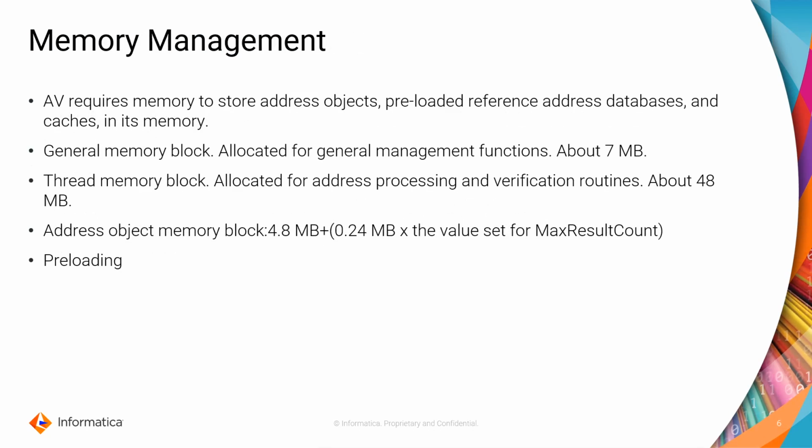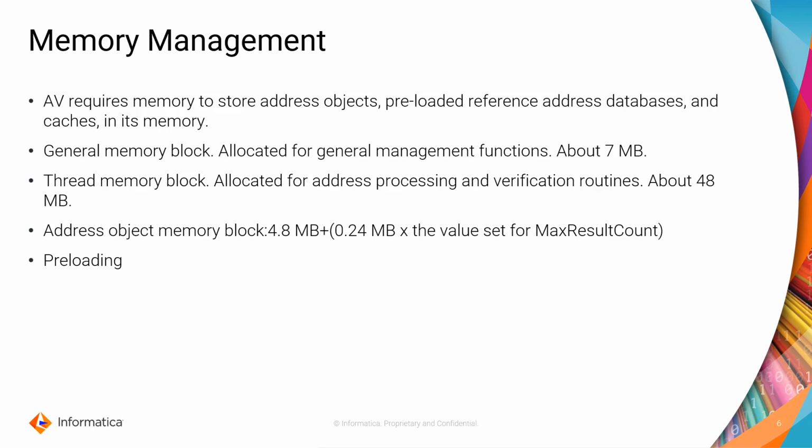In this section, we will talk about memory management. The AV libraries require memory to store address objects, preload reference database files, hold cache, and other internal processes. So the main memory calculations that we need to keep in mind while setting the memory usage in the AV configuration or in the CMS tab are, first, the general memory block. This is allocated for general management of functions. This occupies about 7 MB.